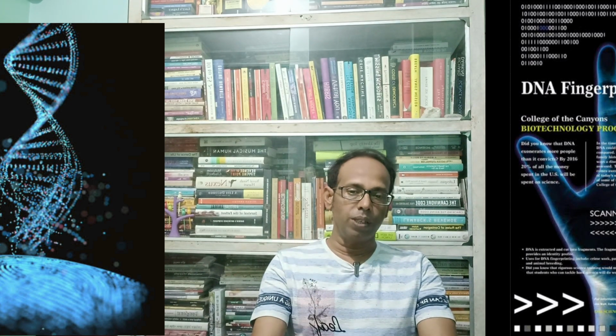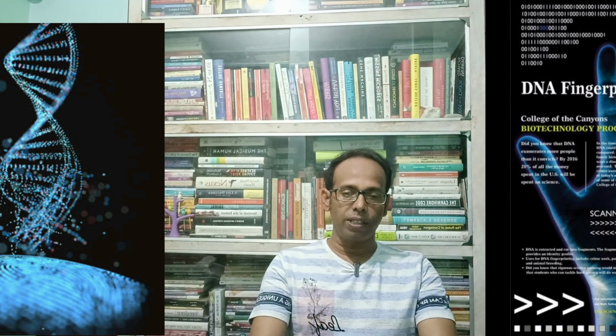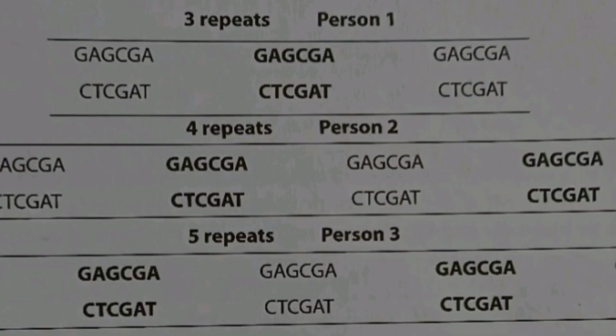Moderately repetitive sequences contain 150 to 300 base pairs. They include transposons. On the other hand, minisatellite sequences are 11 to 60 base pairs long, sometimes 10 to 100 base pairs. They are VNTR, meaning variable number of tandem repeats, and are used in DNA fingerprinting.